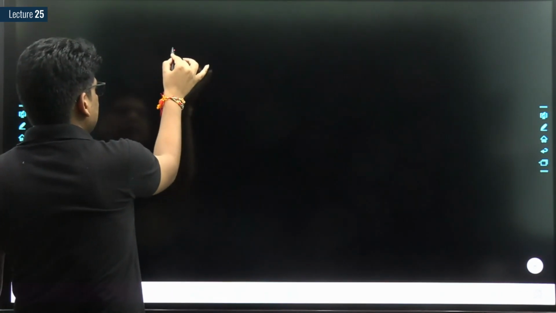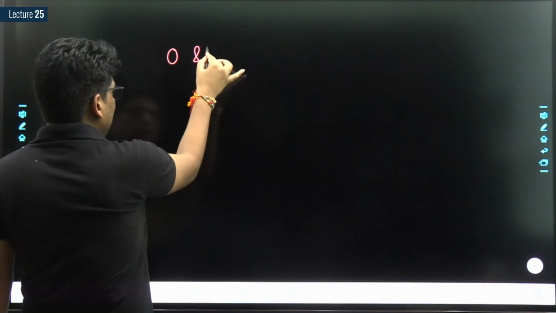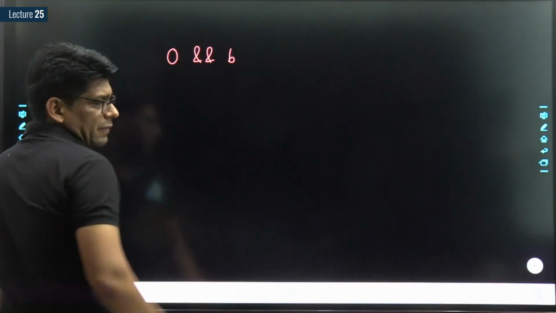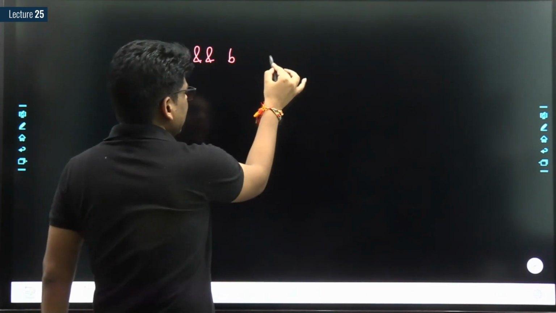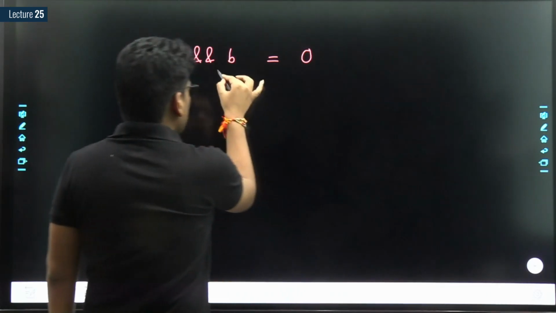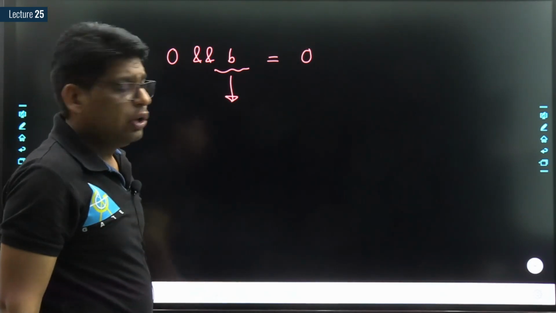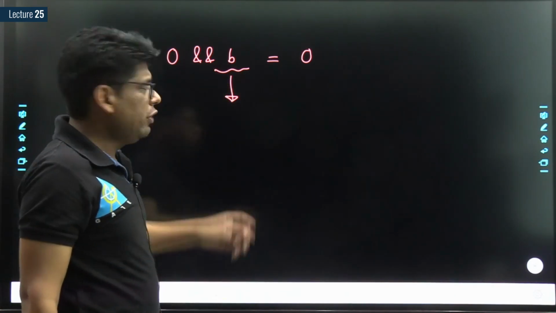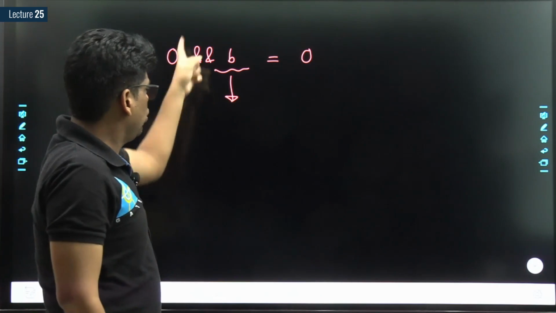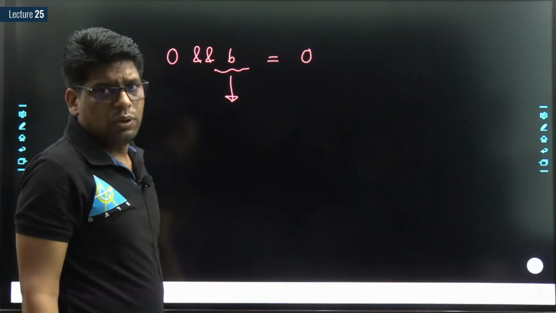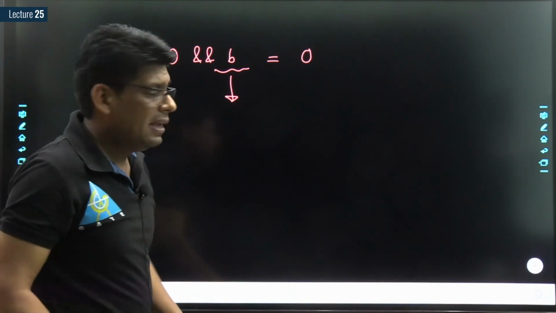So, think like a compiler now. Sir, 0 ANDing with anything is always 0. So, do we need to know what is the value of B? Do we need to evaluate this? Do we need to perform this? Do we need to know what B is? No, sir. So, think like a compiler.